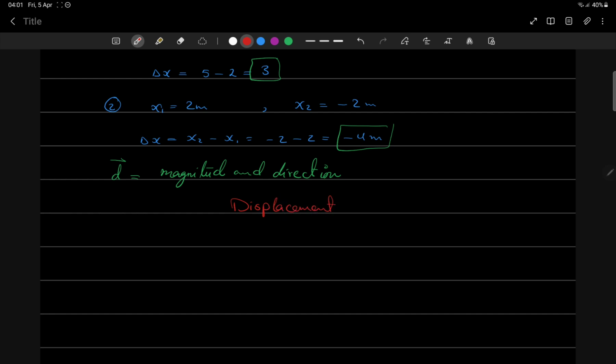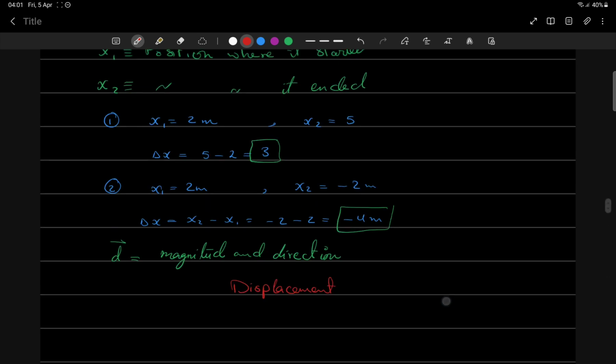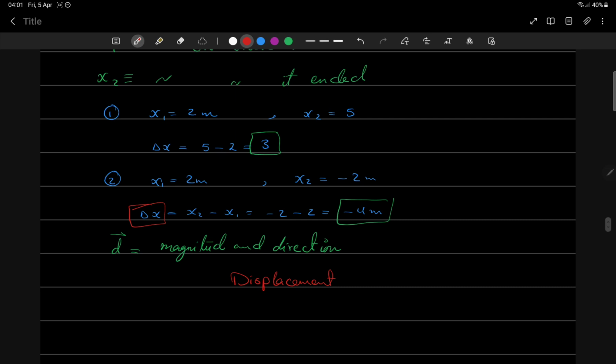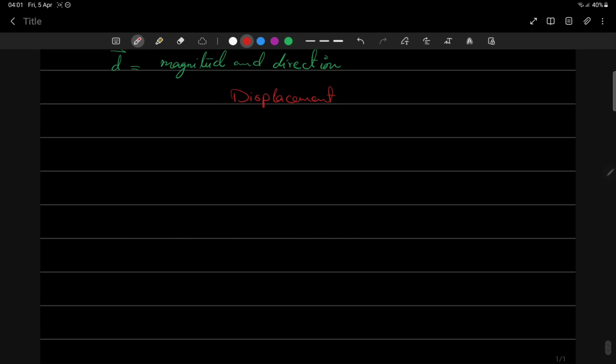If an object or a particle moves from one point to another point, the difference between those 2 points is the displacement of this object or particle. Now, with displacement at hand, we can start talking about average velocity.